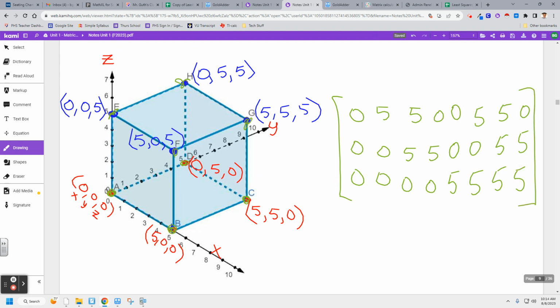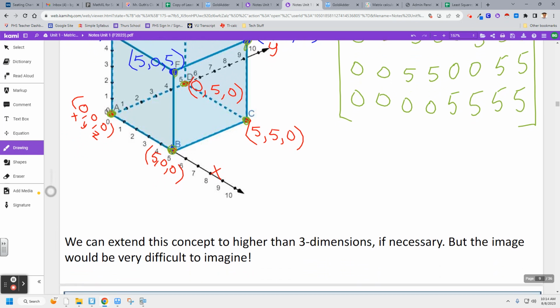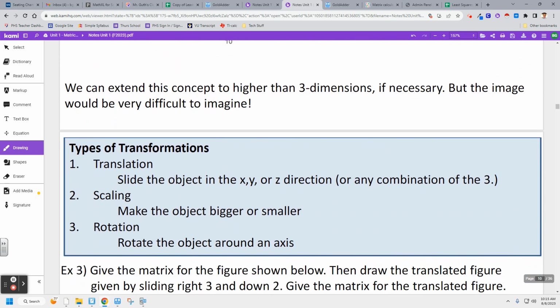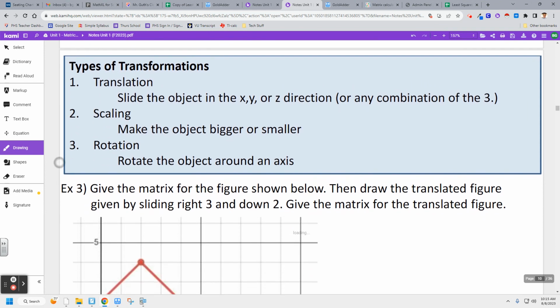All right, so now our picture has just become pure numbers, and that's how they're going to manipulate it. We can extend this concept to higher than 3 dimensions if necessary, but that image is going to be really, really hard for us to visualize. Think about how hard it was to visualize 3 dimensions. 4 or 5 might be impossible for our brains to handle. A computer could do it, but it's going to be hard for us.